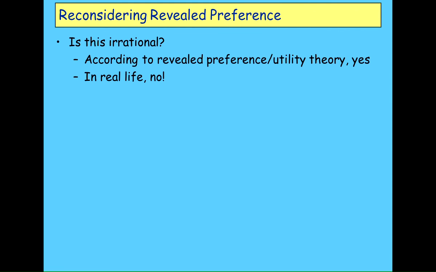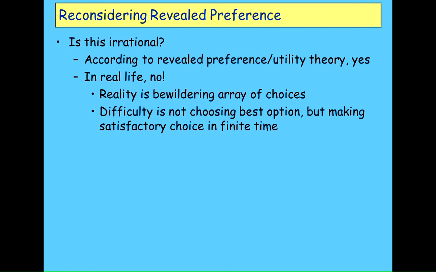Now, rational preference means working out which of those 400,000 you prefer given a certain budget. But the reality is a bewildering array of choice. And I want to show you just how bewildering that array can become. The difficulty isn't in finding the optimum combination, which is what economics says is rational behaviour. The difficulty is making a sensible decision in finite time.